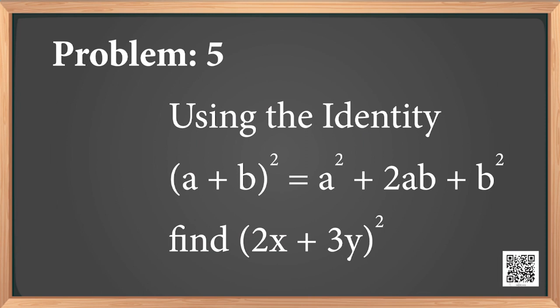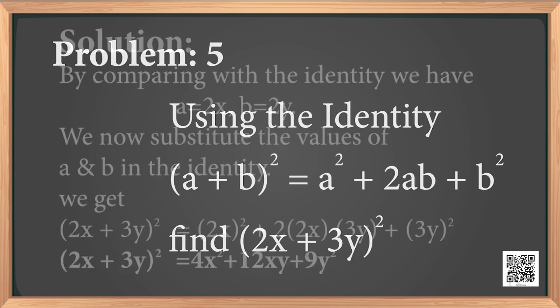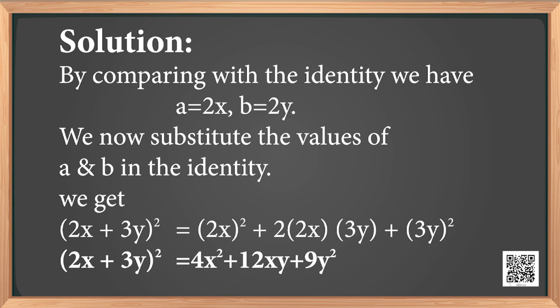Applying identities, we shall now see how for many problems on multiplication of binomial expressions and also of numbers, use of the identities gives a simple alternative method of solving them. Problem number 5. Using the identity (a plus b) whole square is equal to a square plus 2ab plus b square, find (2x plus 3y) whole square. Solution. By comparing with the identity, we have a is equal to 2x, b is equal to 3y.